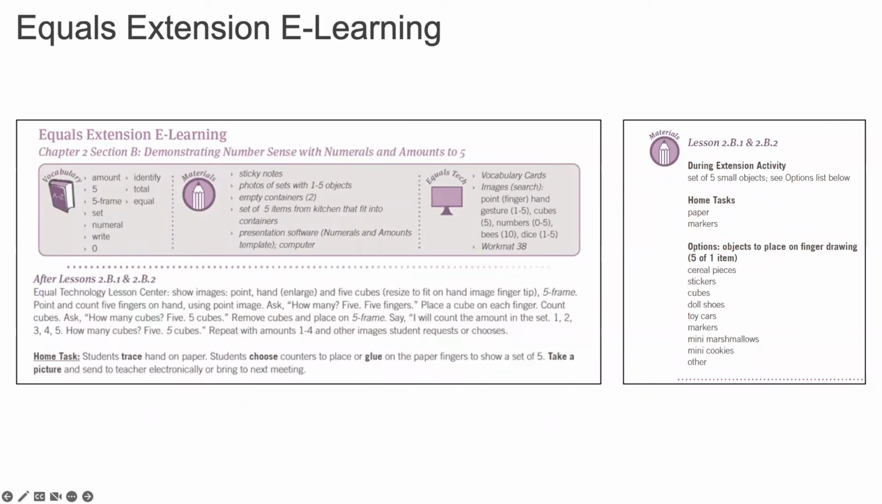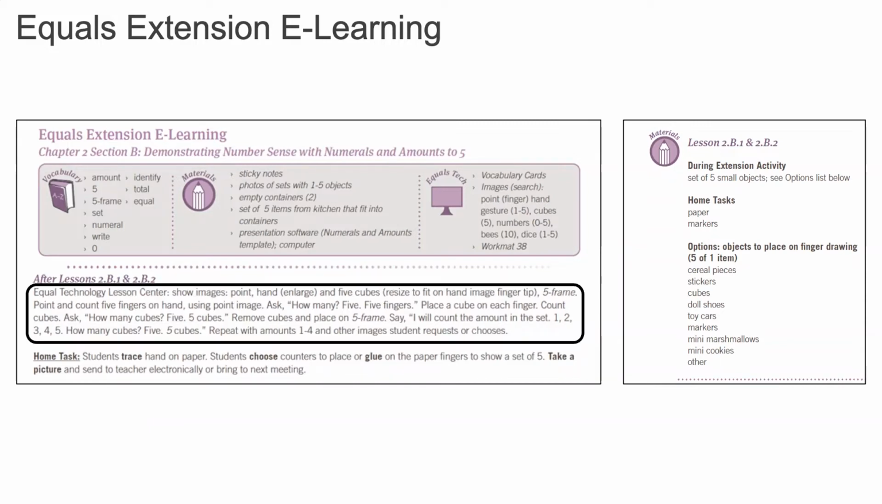Every extension lesson has a lesson identifier along the top. It is important to make sure to teach the extension lessons only after the listed lessons have been taught. Extension lessons are organized into a teacher portion and a home task portion. The teacher activity is listed along the top of the extension lessons. Teachers will use the Equals Technology Lesson Center or a pre-created presentation template to complete the extension lesson activity. These activities reinforce the lesson concepts taught within the listed lesson objectives.